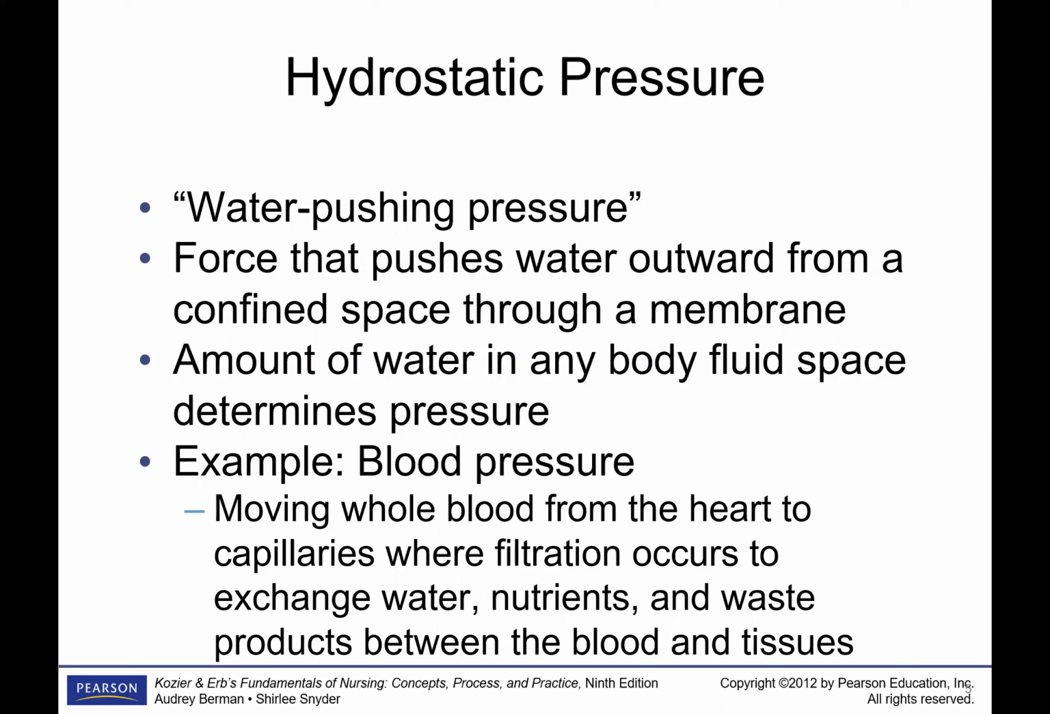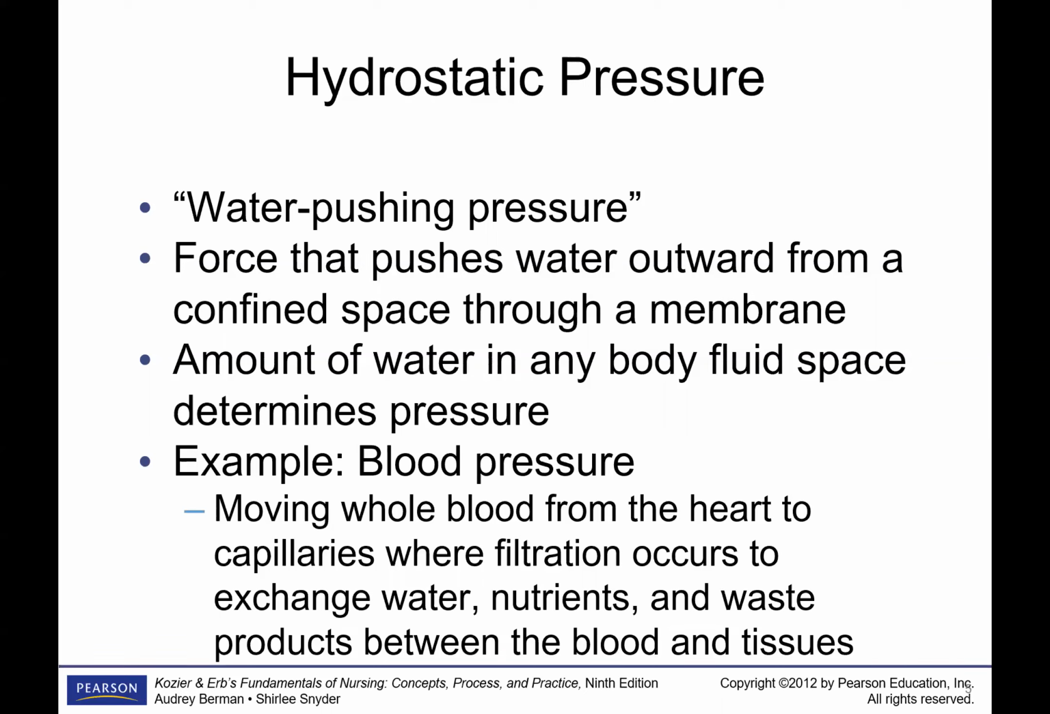So the way to think about this is our blood pressure. So we're moving whole blood from the heart to the capillaries where filtration occurs to exchange water, nutrients, and waste products between the blood and the tissue. And I will go into this in more detail in just a moment, but you already know this. You know that nutrients, oxygen, things like that are pushed out into the cells, right, on the arterial side, and that deoxygenated blood and waste products from the tissue go back into the blood on the venous side. You know that. So just keep that in mind.